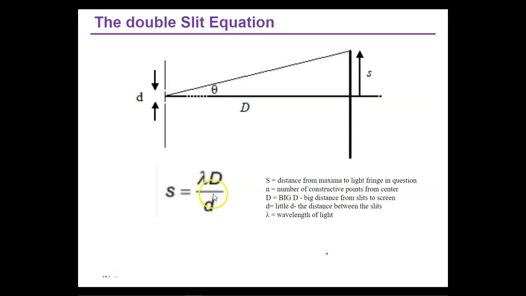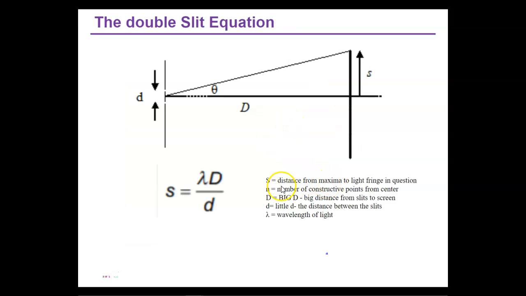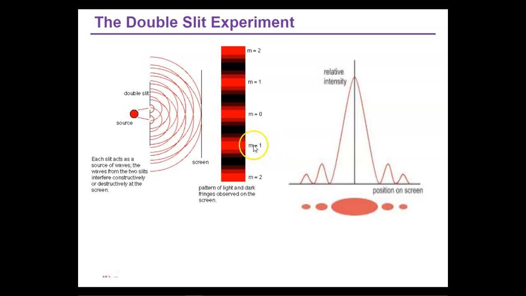Big D on top because it's biggest. S is the distance from the maxima to the light fringe in question. So the distance between each of these two fringes, or three fringes, that is your S. N is the number of constructive points from the center. So remember in this slide right here, I told you we were going to call these N, and that's just because N is the number of fringes from the center. I think it makes it a little bit easier to remember because you have enough to remember.